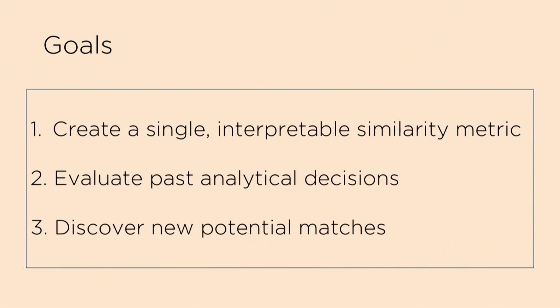We wanted a better, objective measure of similarity that we could break apart back to the Intel analyst and say, these are similar. It's not just a weird data science number. It's something you can actually understand and audit mentally. So the goals of this project were to create a single but interpretable similarity metric, evaluate some past analytical decisions that maybe we've made, and then discover new potential matches. The output of this model is to give to our Intel folks, hey, here's some stuff you might want to look into. It might be similar.